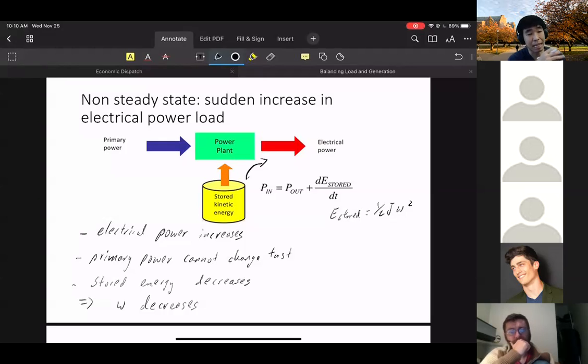Why not just adapt the primary source to always match the load? So what's preventing primary power from changing fast? It's a good idea to have a time scale of what fast means and what is slow. When we say it cannot change very fast, how fast is fast?